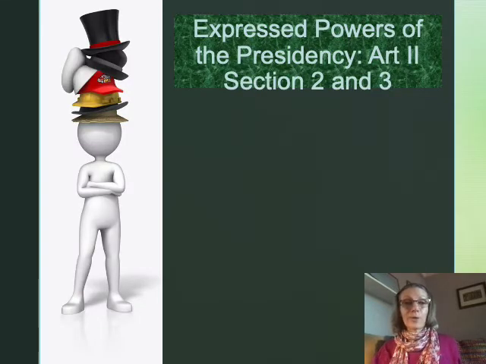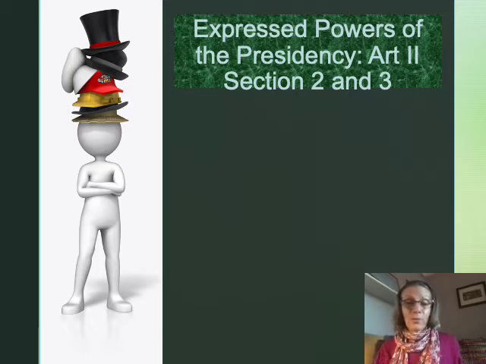Okay, in this lecture, we're going to dig in and take a look at the expressed powers of the presidency. That is, those powers that are exclusive to the president of the United States alone. And we find those powers in Article 2, Sections 2 and 3 of the United States Constitution. I really encourage you to take a look at those two sections in Article 2. The Constitution, you can find it online, but it's also in the back of your textbook.